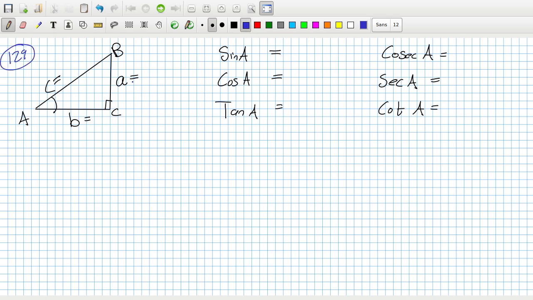129. So 129, A is 4, C is 7, and B we don't know, but a quick use of Pythagoras will tell us what B is. So that would be the square root of 7 squared minus 4 squared, which is root 33. They say to use one decimal place when necessary, so that would be 5.7.